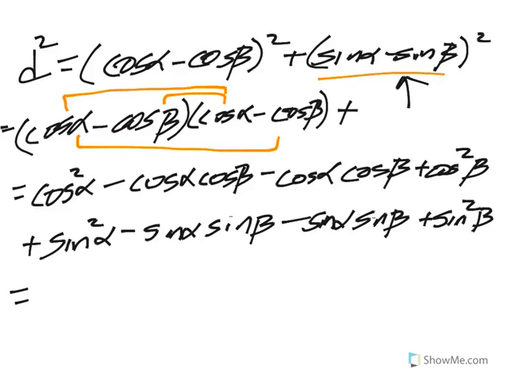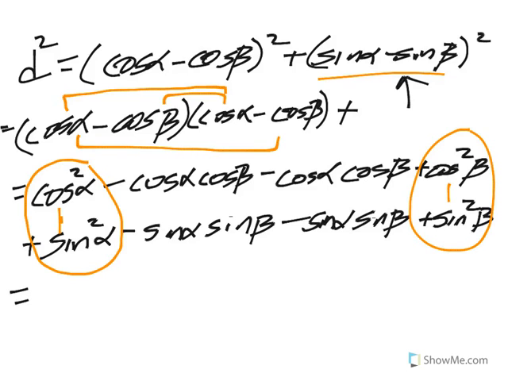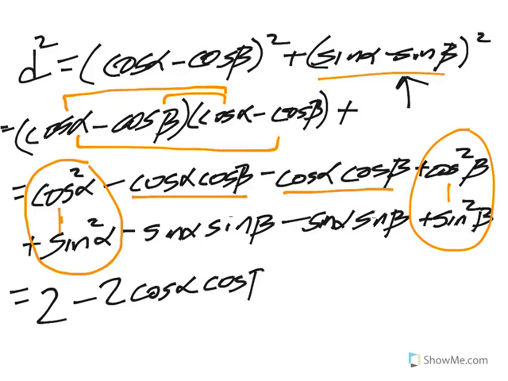But the cosine squared alpha plus sine squared alpha, that's Pythagorean theorem. Sine squared alpha plus cosine squared alpha, that's just 1. Similarly over here, cosine squared beta plus sine squared beta, that's also 1. So put those 1 plus 1 together, and that's just 2. Then what do we have? We have 2 of these minus cosine alpha cosine beta. So that's going to be minus 2 cosine alpha cosine beta.